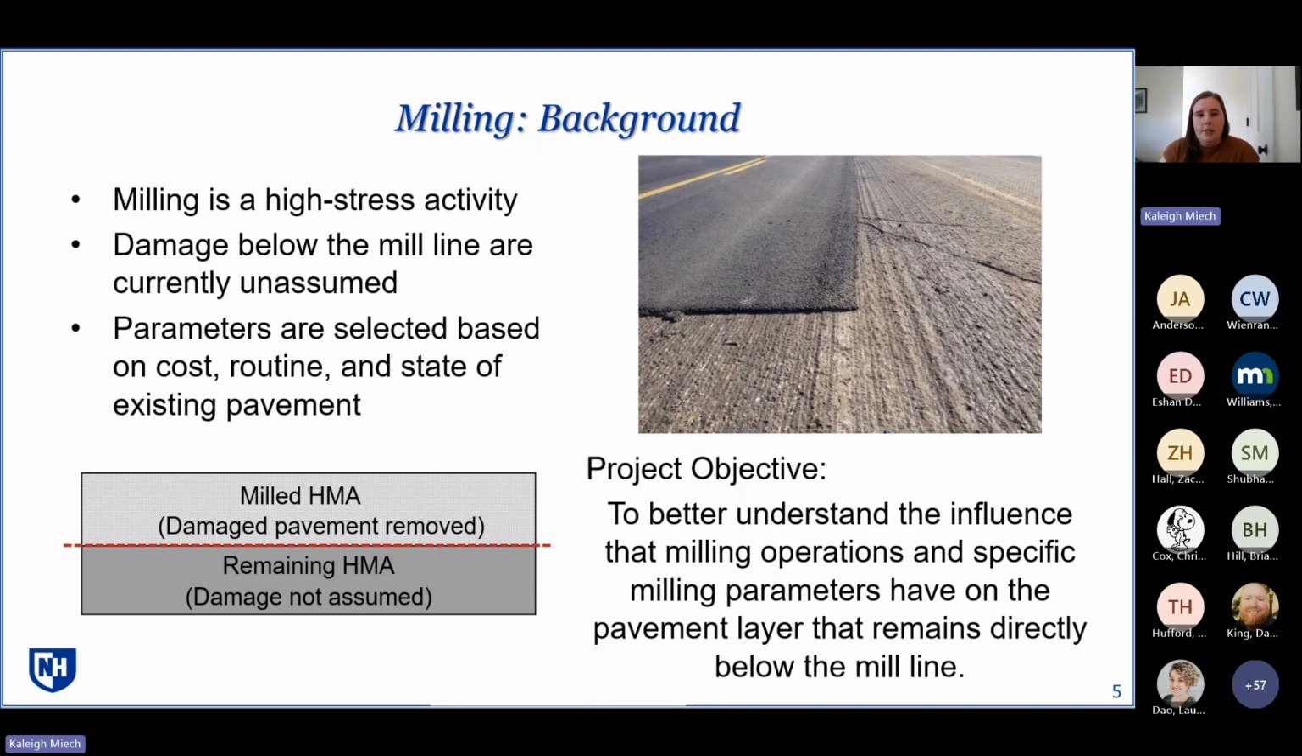Milling is a high stress activity, but even though it's a high stress activity, the damage below the mill line is currently unassumed. So because the damage is currently unassumed, we generally select milling parameters based on cost, routine, and the state of the existing pavement. So the overall objective of this project was to better understand the influence that milling operations and specific milling parameters have on the pavement layer that remains directly below the mill line.